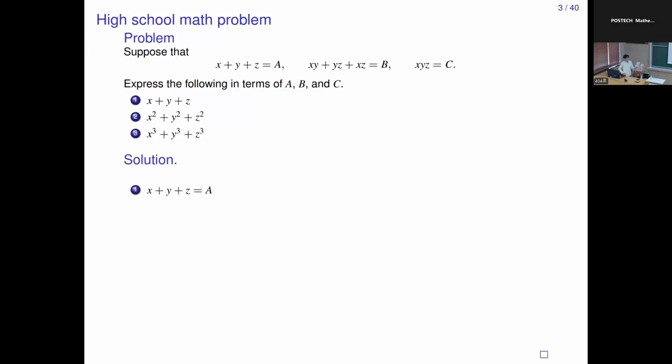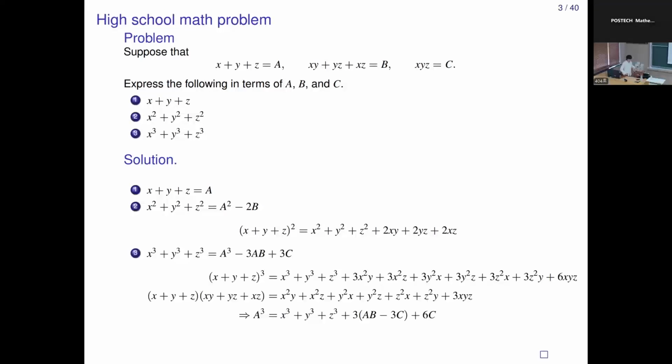It's already in a. For the second one, we know that if we square x plus y plus z, then we get this form. We want to express this, but this is a, this is b, so we know how to express that. The cube is more complicated, but we know how to do that, right? We make a cube of this, and then this part can be obtained if you multiply these two, and then we get a formula. So we know how to express this in terms of a, b, and c. So if you are a high school student, you will be satisfied right now.